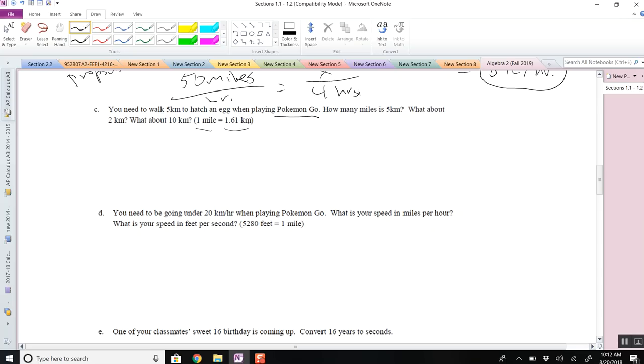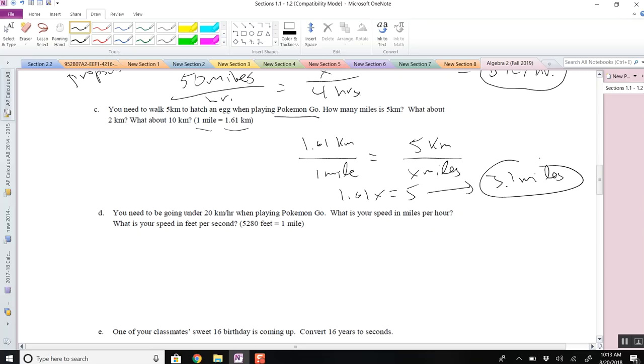Well, 1 mile is 1.61 kilometers. So what you could do is, like we did in the previous problem, set up a proportion for X miles. Then you can cross multiply and solve for X. You will need a calculator for this one. But if you do that carefully, 5 divided by 1.61, we do get about 3.1 miles. So you hear someone running a 5K, it means they're running about 3 miles, or 10K, be about 6 miles.